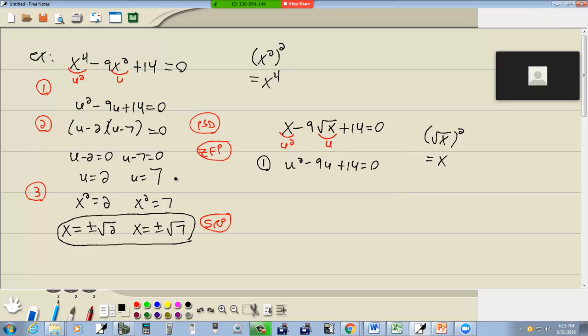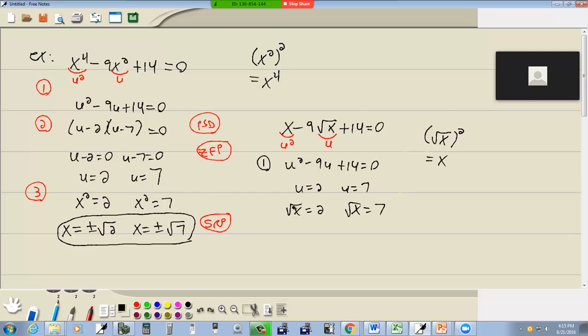So I'm going to skip down to this. That would give us u is equal to 2 and u is equal to 7. And then our third step, plug u equals blank back in. In this problem, we said u is equal to square root of x. So we'd plug square root of x back in. And then at that point, you'd solve for x.